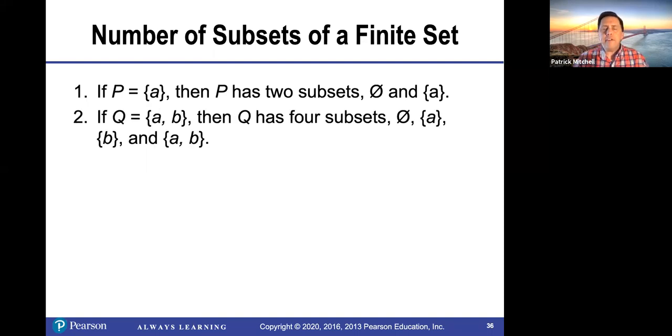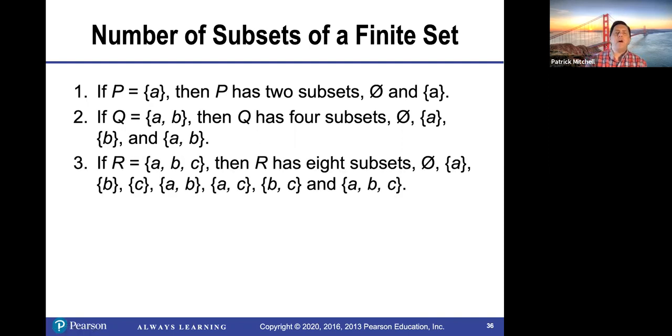Now let's take a set with two elements. That set would have four subsets. Again, the empty set, again, the whole set, and also the set of just A and the set of just B, all right, four subsets. And then if R contains three elements, then R has 8 subsets: the empty set, the whole set, and then there are 3 subsets that have one element, A, B, C, and there are also 3 subsets that have 2 elements, AB, AC, BC.